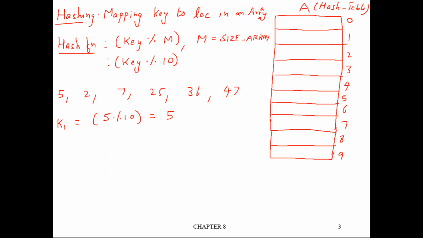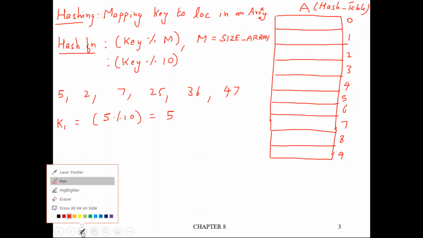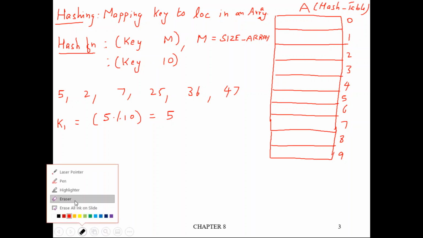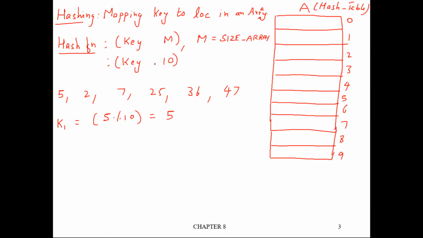This is quite misleading, so I'll write mod here. It is not normal division, it is modulo division. So it is key mod m, where m is 10, so key mod 10. 5 modulo 10 is 5, the remainder is 5. It means this 5 should be placed at the fifth location in the hash table. So this 5 will come here.